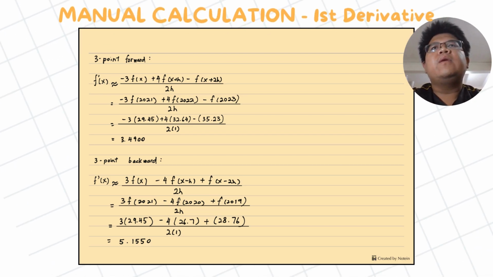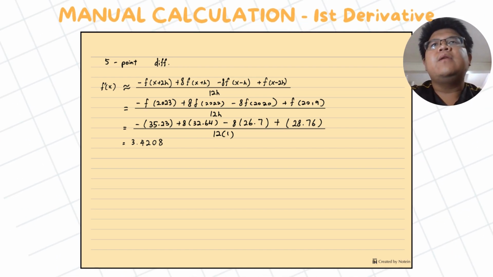The fourth method we use is three-point forward, and the formula is negative 3f(x) plus 4f(x+h) minus f(x+2h) over 2h, and the value for the three-point forward is 3.4900. The three-point backward formula is 3f(x) minus 4f(x-h) plus f(x-2h) over 2h, and the value for the three-point backward is 5.1550.